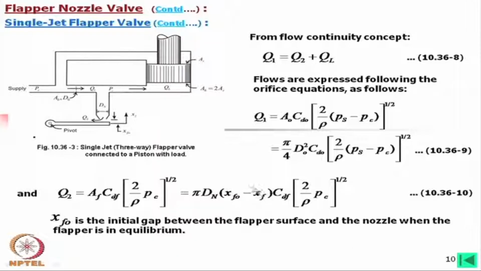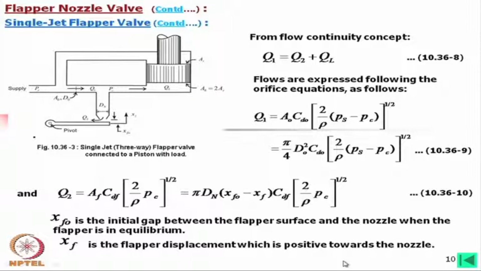Now, we should take care of the direction of xf. xf is the movement of the flapper, which is positive in the upward direction. So, when it is moving in the upward direction, this curtain height is being reduced, because this is positive and here we have a minus sign. But suppose it is moving in the opposite direction, do not forget that xf itself is minus. So, total curtain height will increase and total area will also increase. xf is the flapper displacement, which is positive towards the nozzle.